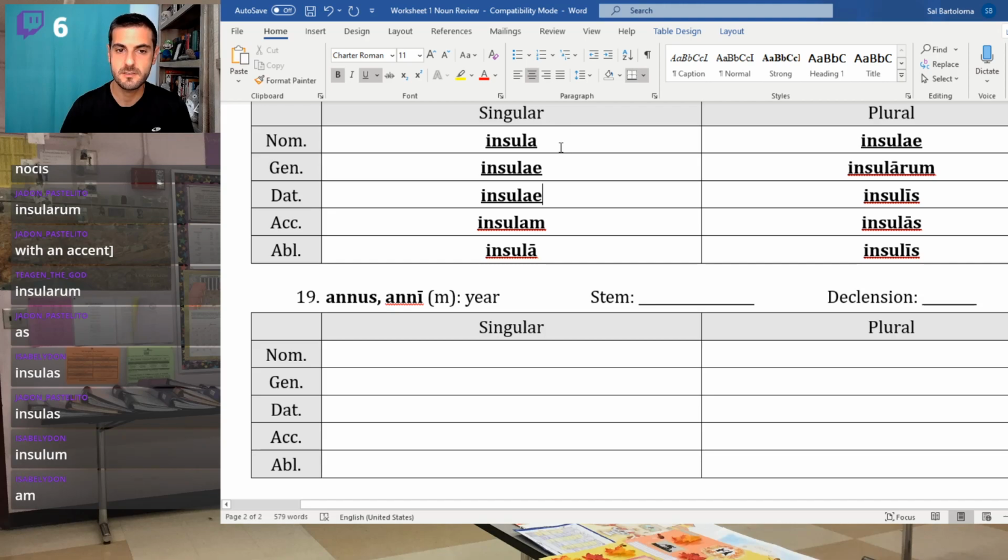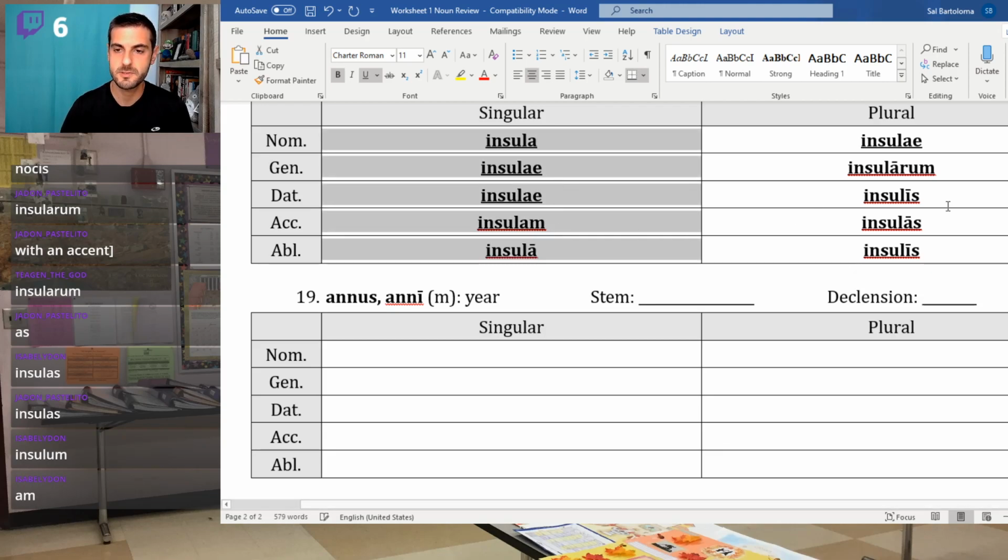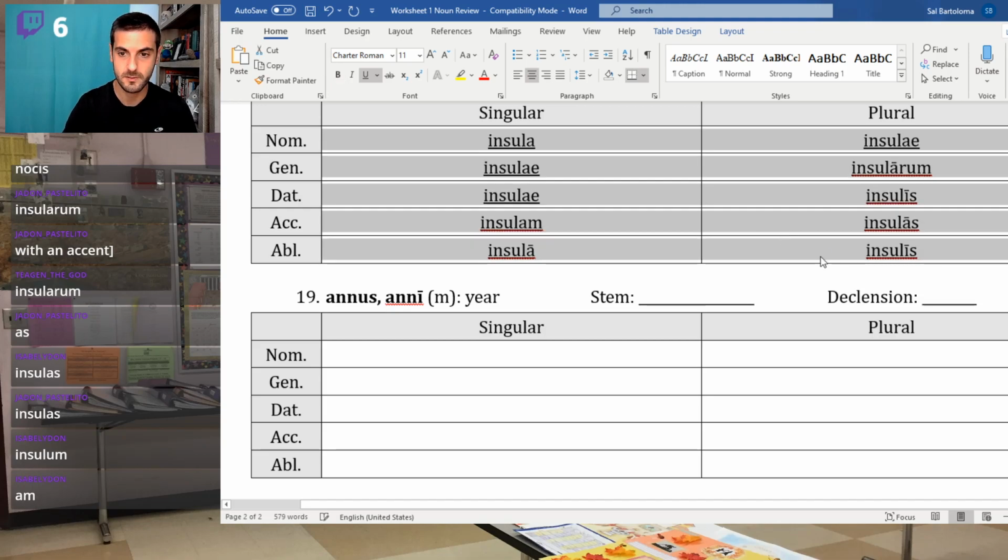And yes, I know it's easy for you to say insula, insulae, insulae, insulam, insula, insulae, insularum, insulis, insulas, insulis. But I want you guys to be able to give me any form, not just be stuck in that one particular order.